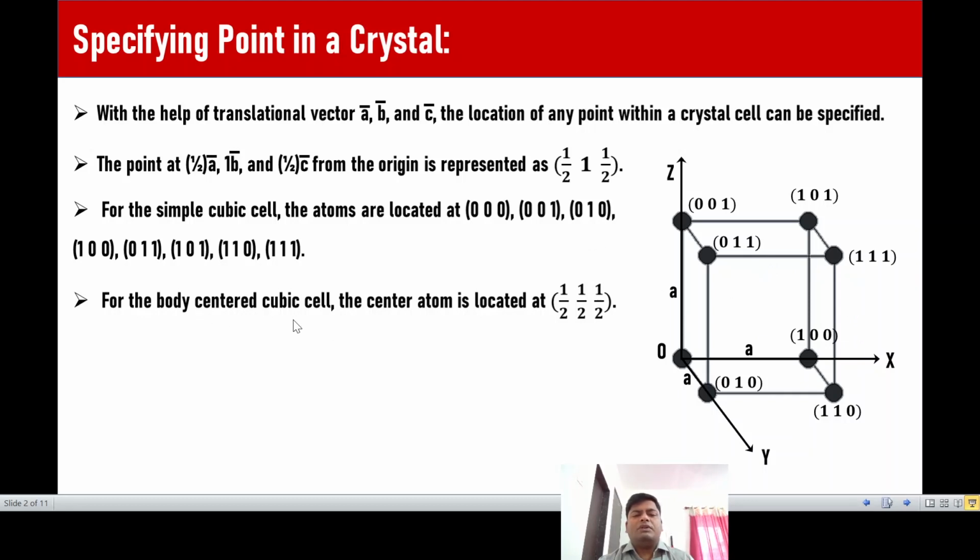Or for the body centered cubic cell, the center atom over here is located at (1/2 1/2 1/2) in a circular bracket. Why? Because the body centered atom has distances along the x-axis, y-axis and z-axis of 1/2 a bar, 1/2 b bar and 1/2 c bar. So that's why the corresponding indices will be 1/2 1/2 1/2, enclosed in a circular bracket. In this way we can represent a certain point in a crystal.